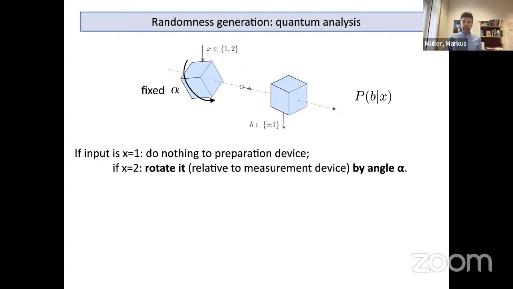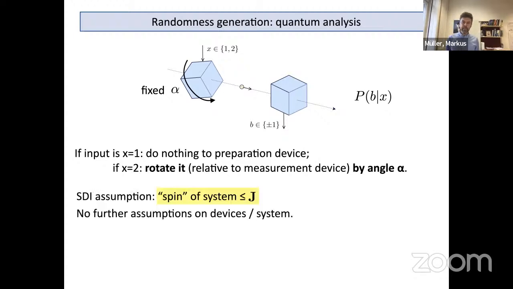Right. Now, as I said before, we need to make some assumption about the physical system for that to be useful. Before it was dimension bound. Now, our semi-device independent assumption here is about the quote-unquote spin of the system that's traveling from preparation to measurement. And we upper bound the spin. We say that the spin should be less than or equal to j, and j is some integer or half integer. We make no further assumptions on the devices or on the systems.